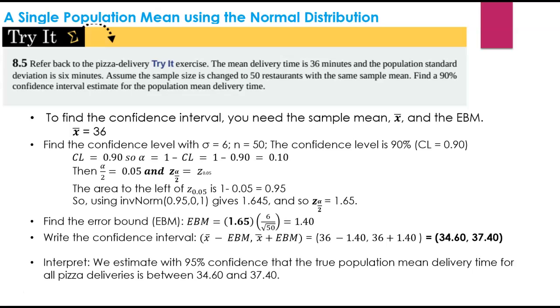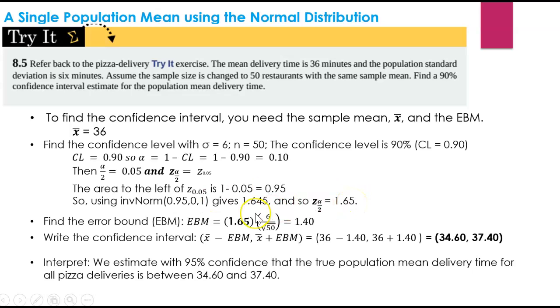So in this case, the mean is again 36, and the confidence interval with sigma equals 6 and n equals 50 is 90%. So we calculated the 90% confidence interval before, and we'll do that in the same way here. So CL is 90%, alpha is 0.10, alpha over 2 is 0.05, Z of alpha over 2 is Z 0.05. So that's going to give us an area to the left of 0.95, and using inverse norm on 0.95 with the standard normal distribution gives 1.65.